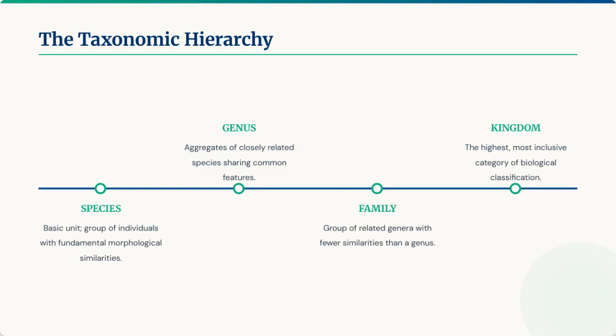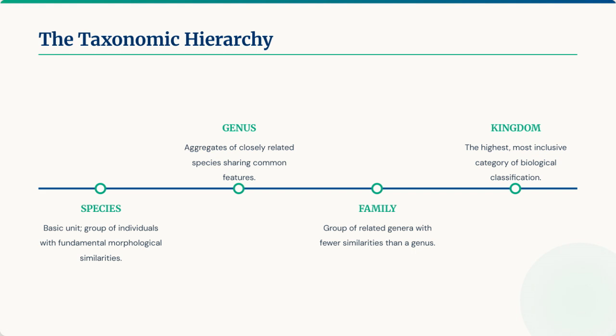Here, we're looking at the taxonomic hierarchy, which is how scientists classify living organisms based on shared characteristics. Starting at the most specific level, we have the species. A species is a group of individuals that share fundamental morphological similarities, essentially meaning they look and function alike in important ways. Moving up, we have the genus, which is a collection of closely related species that share common features.